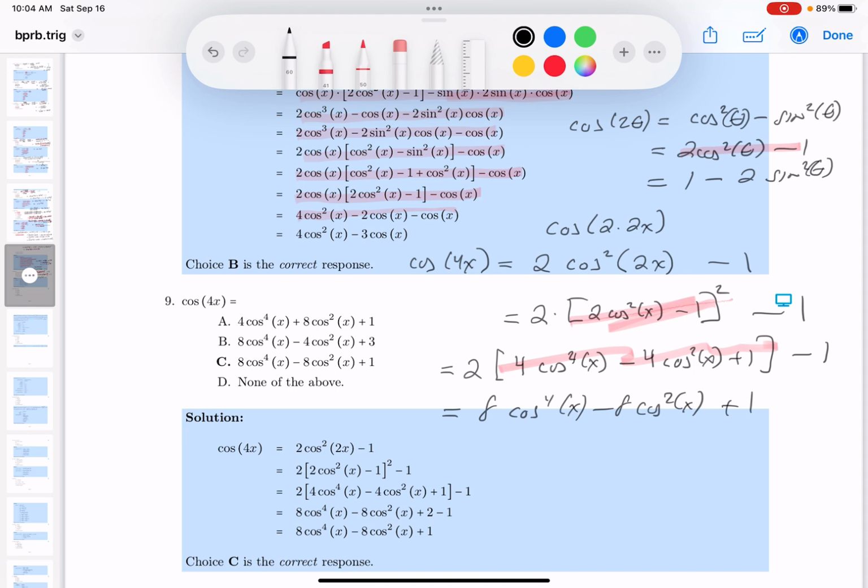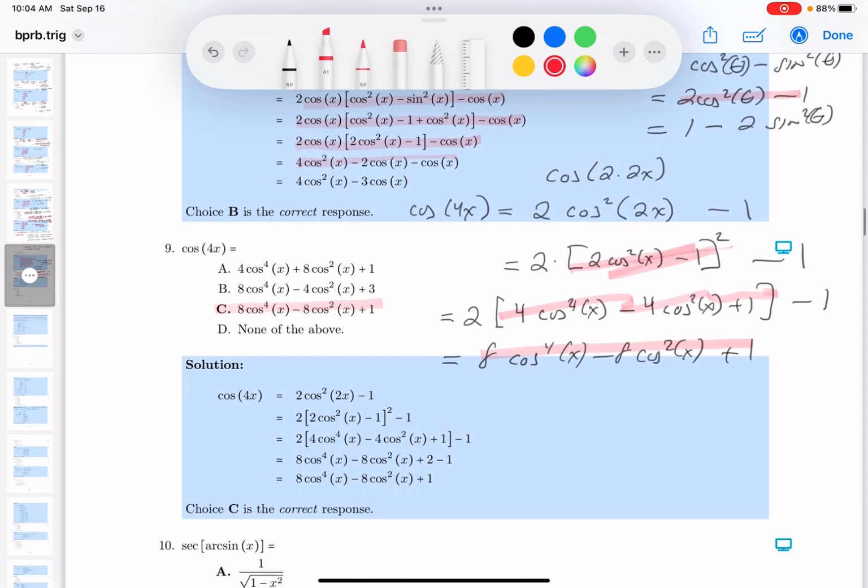So I'm looking for this in the key. And, mistakes happen, I'll look for it. And what do you notice? I'm looking for this in the key, and I notice it's right over here. It's 8 cosine to the 4th power of x minus 8 cosine squared x plus 1.